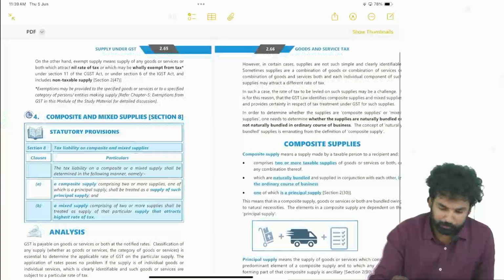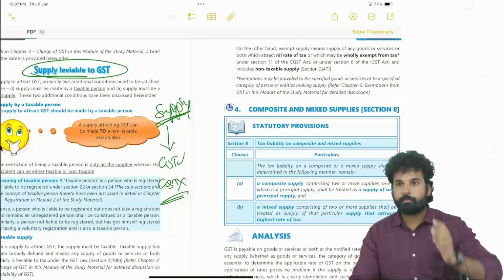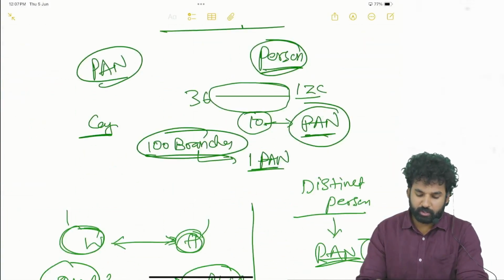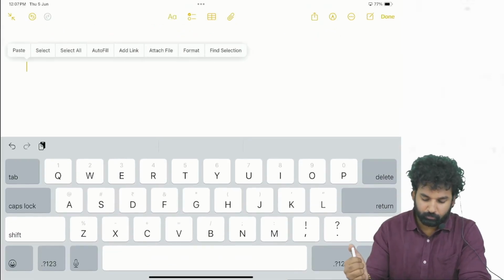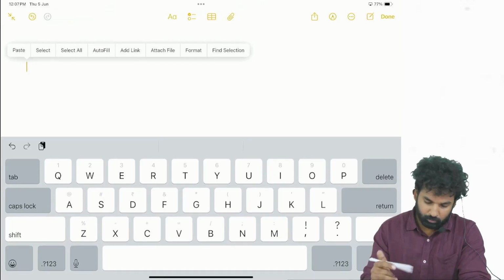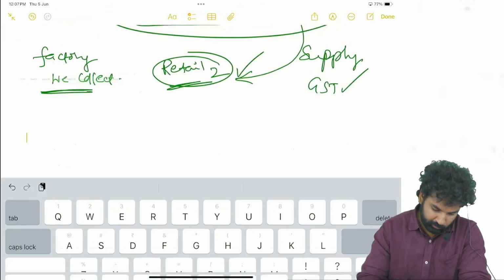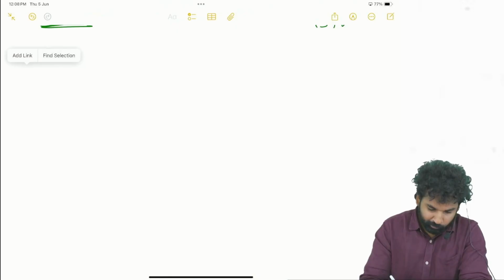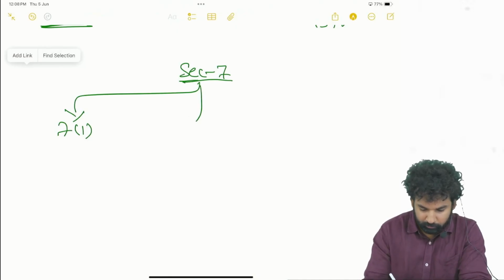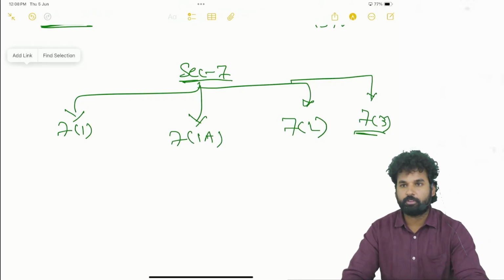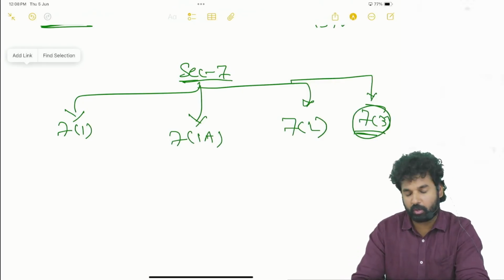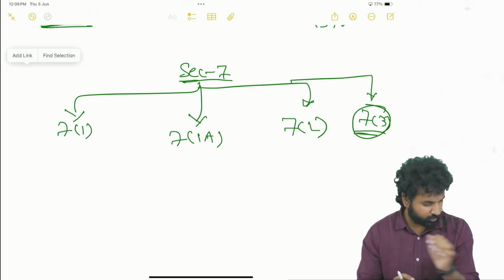We'll pause for a break. We have covered all the schedules, right? See, under section 7, there is 7(1), 7(1)(a), 7(2), and 7(3). 7(3) is also there. That is just a nominal section, not much informative.